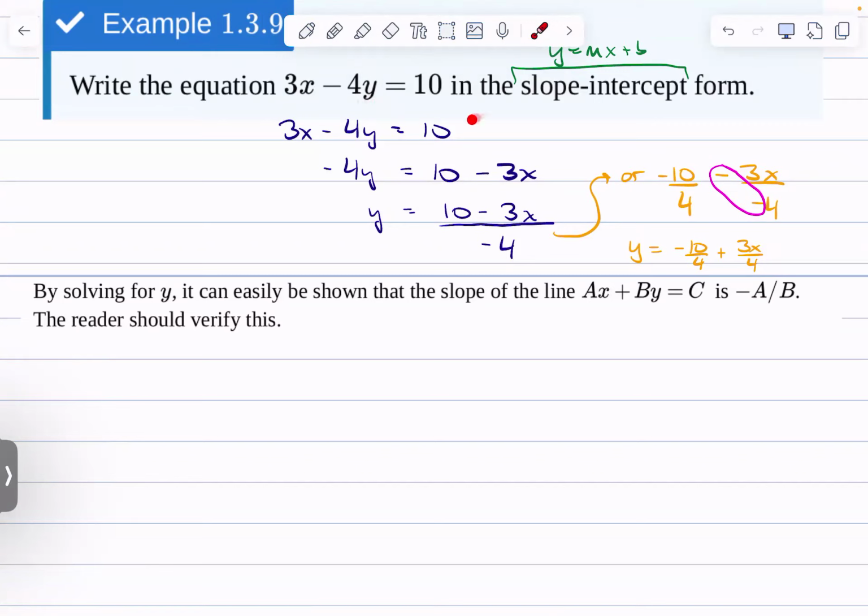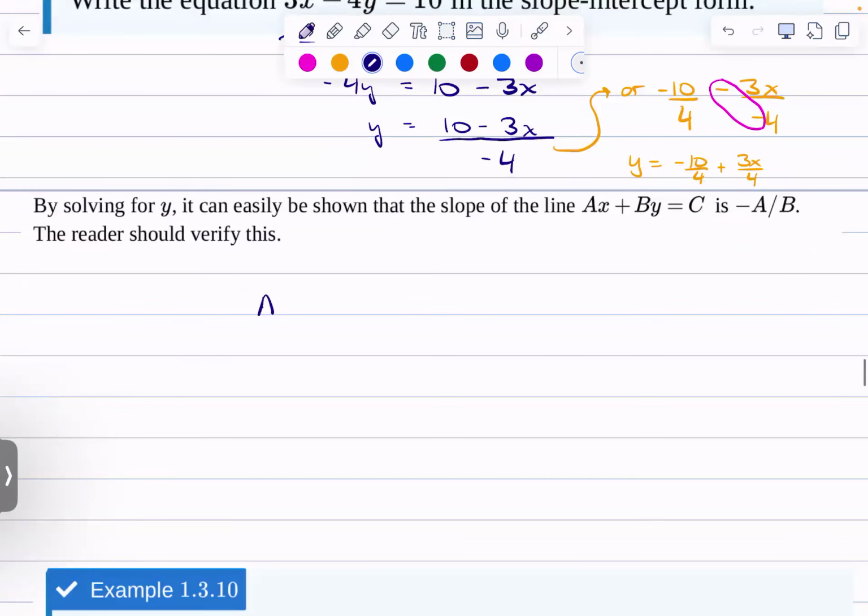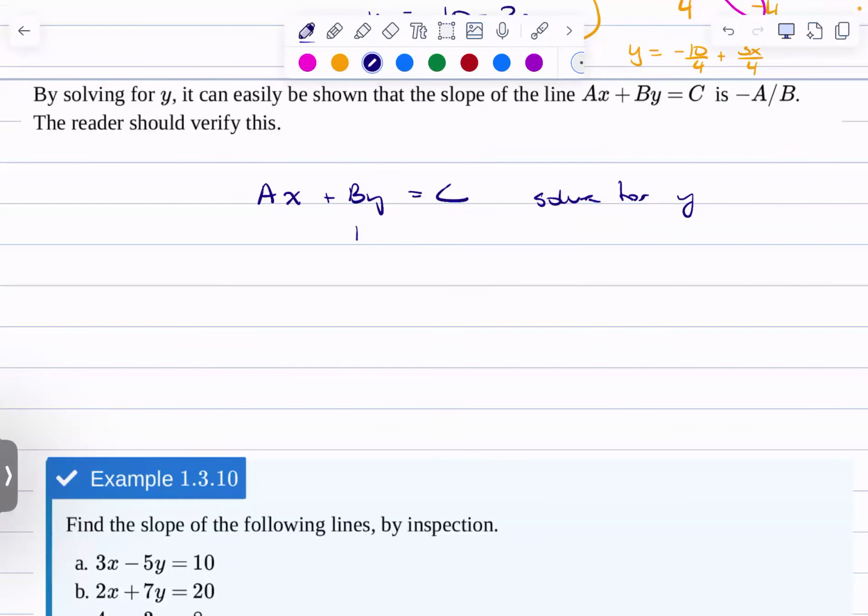That's the same as what we just solved, but instead of 3 and -4 and 10, we just have a, b, and c. That's okay. ax plus by is equal to c. Solving for y, I get by is equal to c minus a times x. Divide both sides by b, I get c minus a times x divided by b.